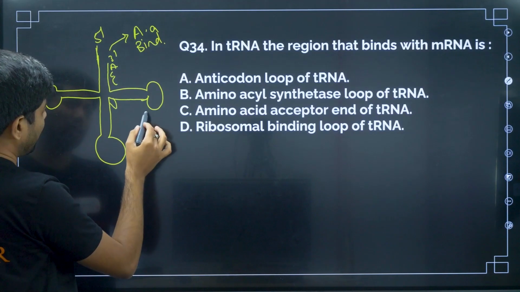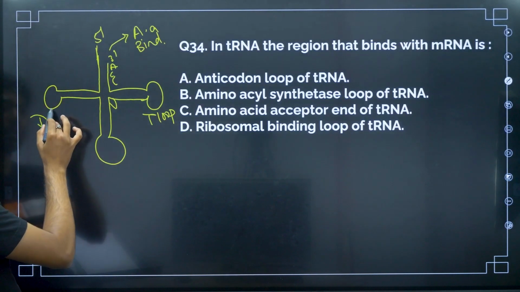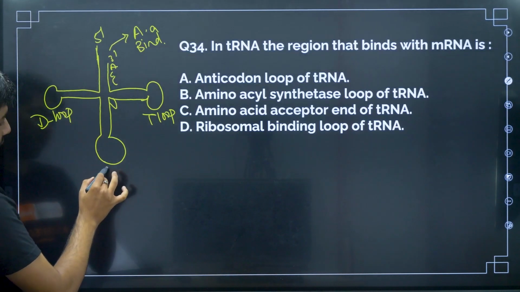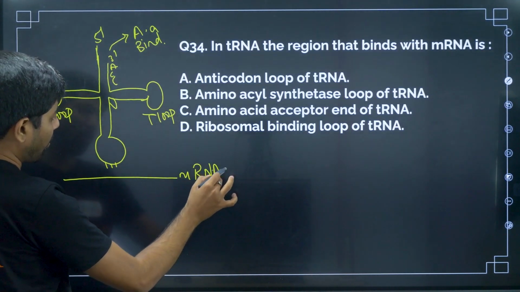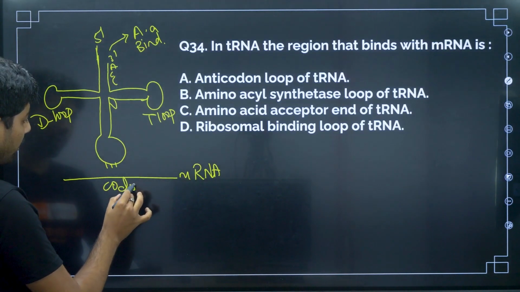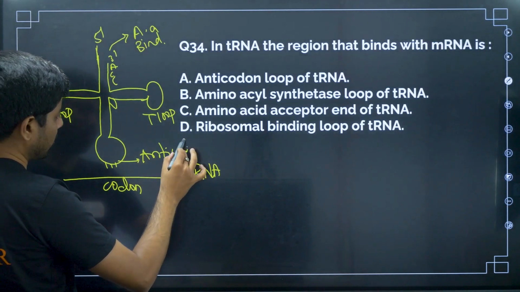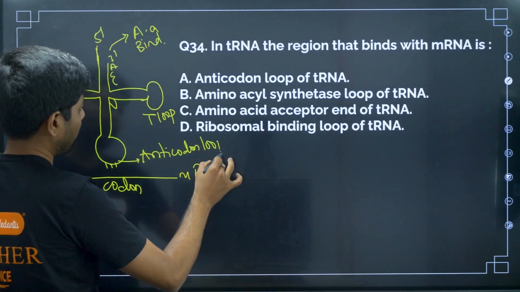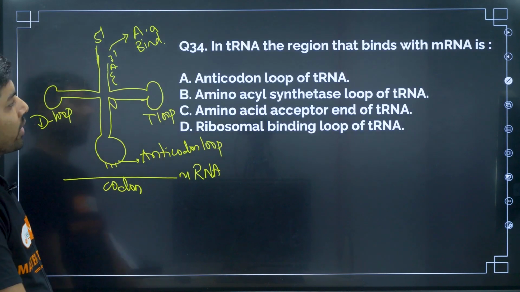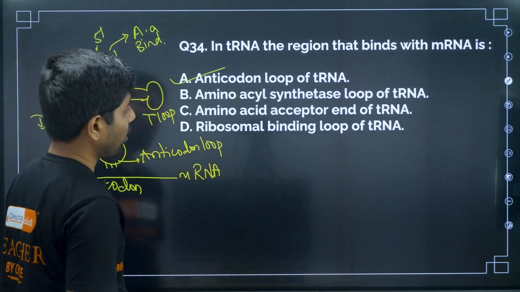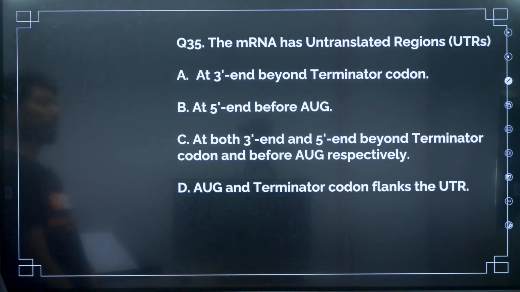You have the T loop. This is the D loop. Now this is mRNA. What does mRNA contain? mRNA contains codons. Here this is the anticodon loop. Therefore, in the tRNA, the region that binds to mRNA is the anticodon loop, option A.